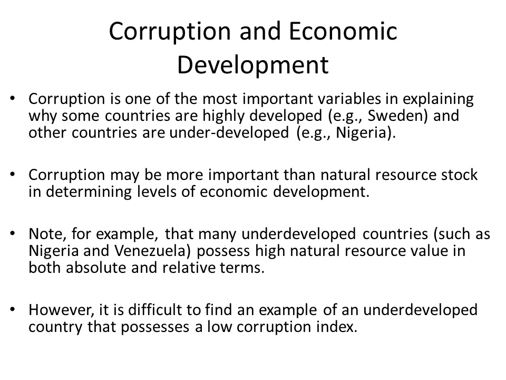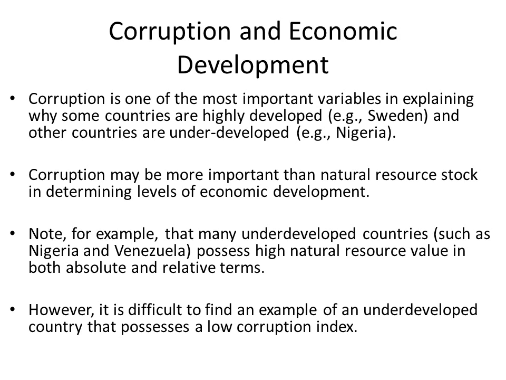A central relationship in economic development is that between corruption and economic development. Corruption is one of the most important variables in explaining why some countries, such as Sweden, are highly developed and others, such as Nigeria, are underdeveloped. We can say that corruption may be more important than natural resource stock in determining levels of economic development.